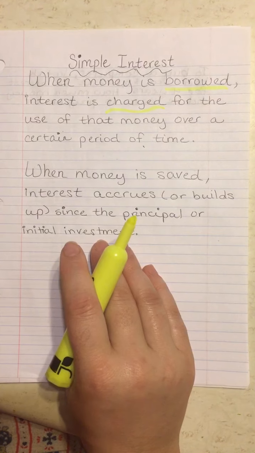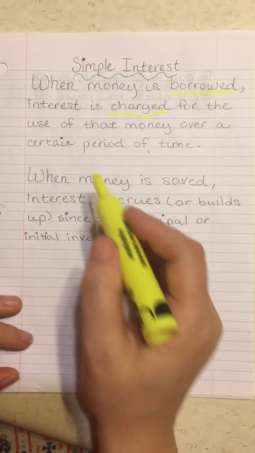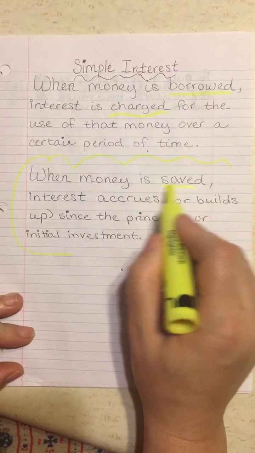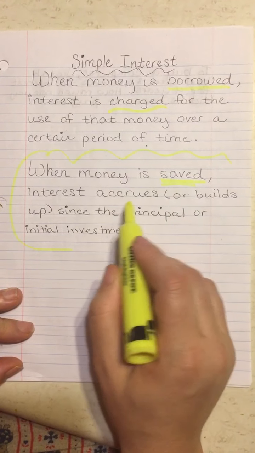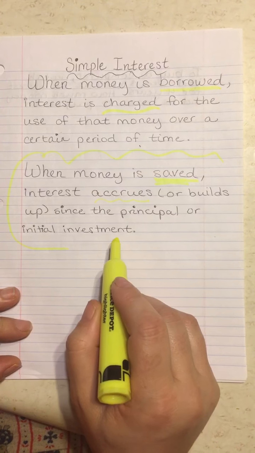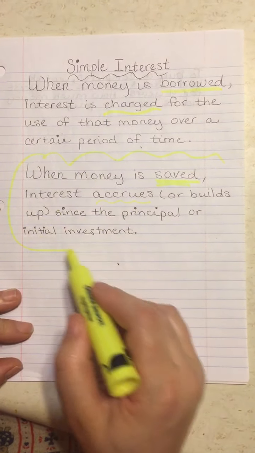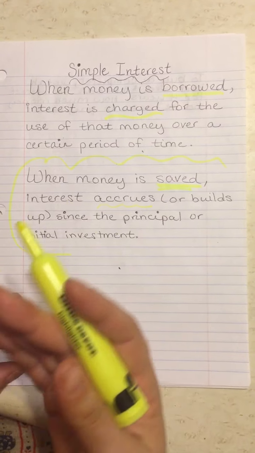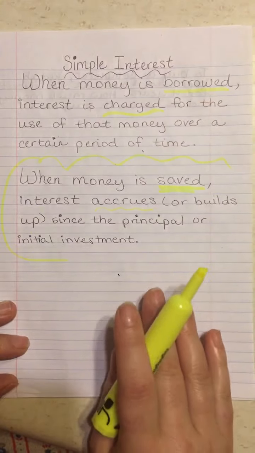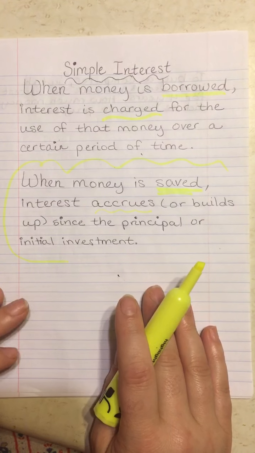But the one that we really enjoy is this kind of interest. When money is saved, interest accrues or builds up since the principal or initial investment. So we're going to talk about this because we always like to make money, right? To accrue money instead of having to be charged money. So let's look at these two examples.